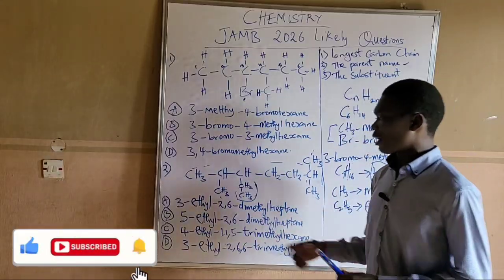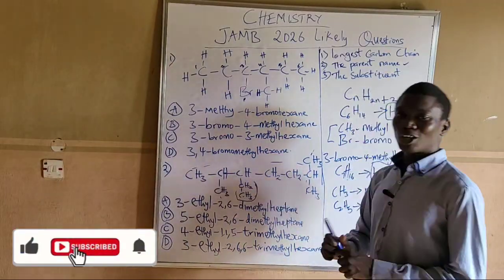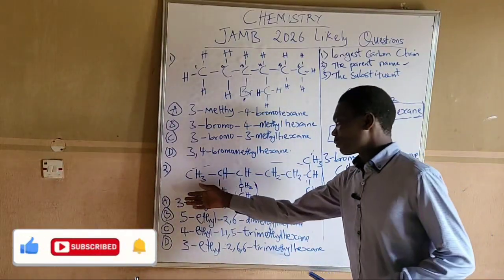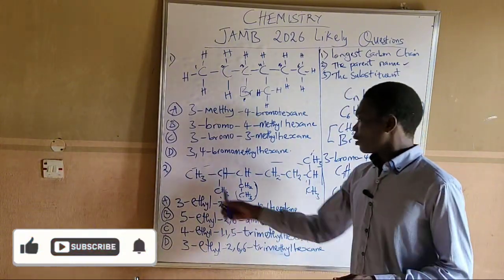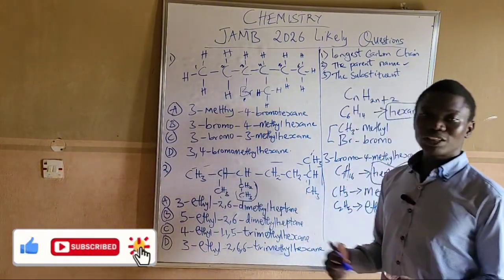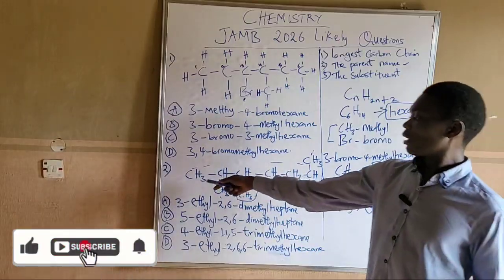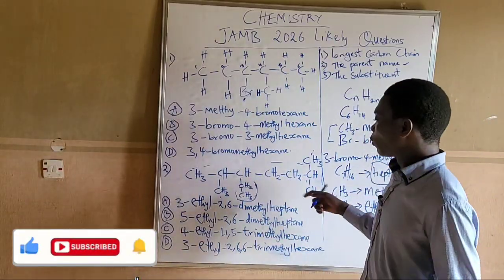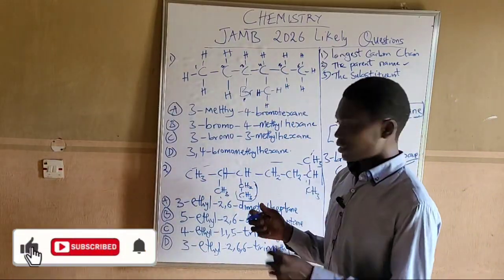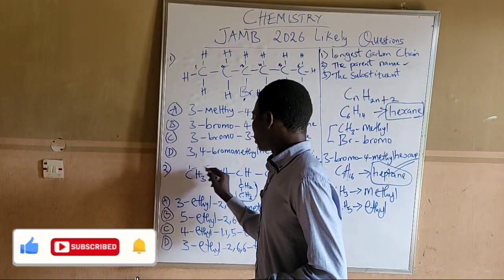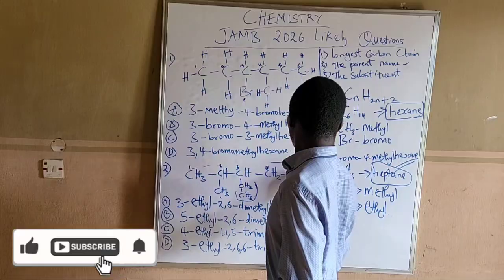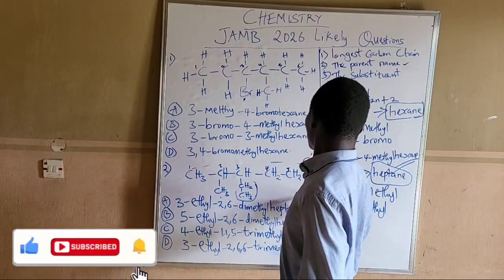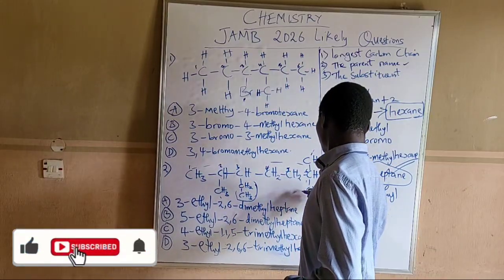What if I start from the right? 1, 2, 3. Which one do you think is faster? What if I start from the left? 1, 2, 3. Starting from the left is faster. So we will choose the faster one. So this will be carbon 1, carbon 2, carbon 3, carbon 4, carbon 5, carbon 6, carbon 7.